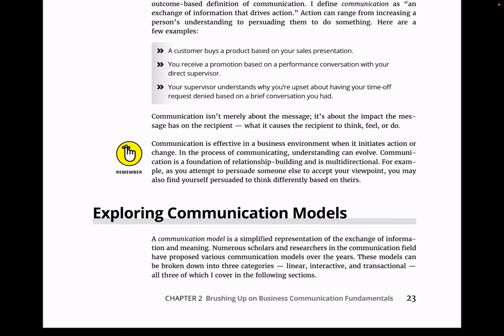Now, let's move on to the next part of the chapter. We've got recognizing the elements of communication and why they matter. When people are communicating with one another, they tend to focus on the message. People often assume that if the message is clear, the communication will be effective. Unfortunately, communication is more complicated than that. Multiple elements contribute to determining communication success.